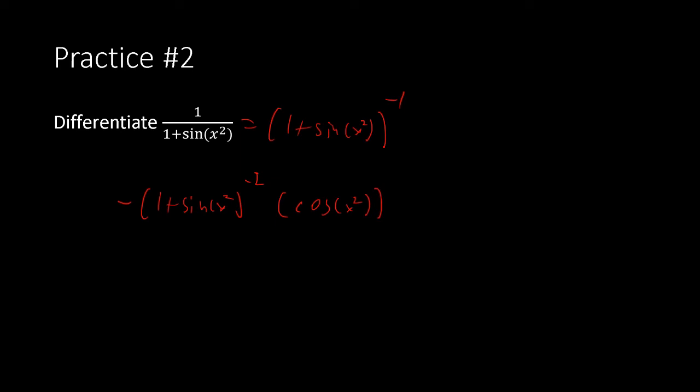But wait, we still have another inside function that isn't just x. So now what's the derivative of x squared? It's going to be 2x. So now we multiply all of these together. We have negative 2x cosine of x squared over 1 plus sine of x squared squared.